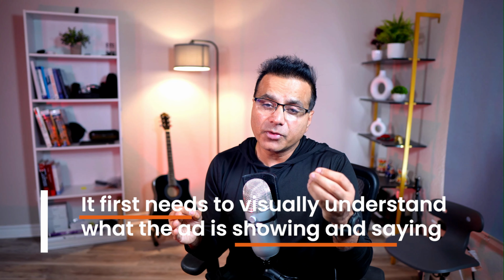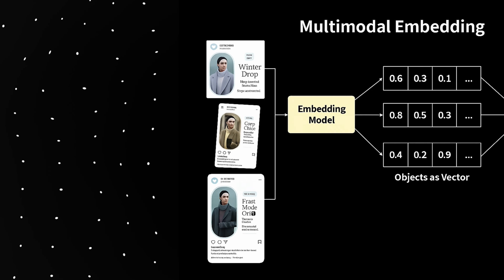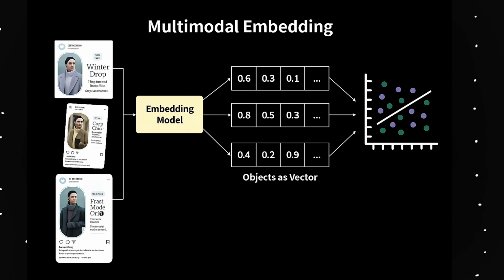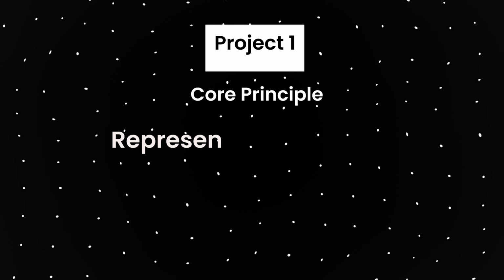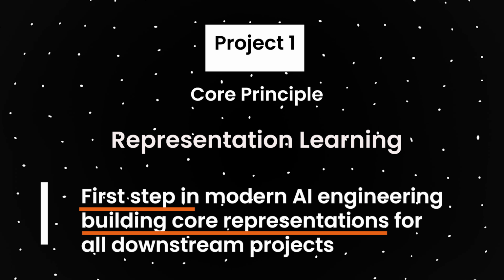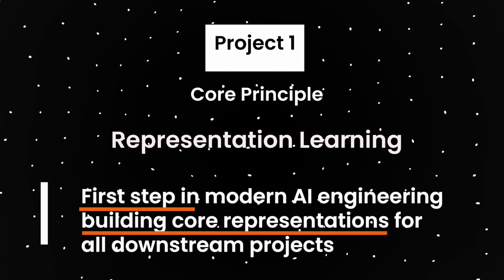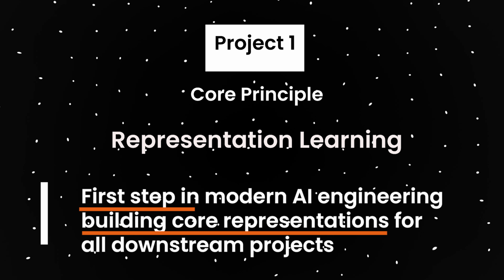Now, before AI can predict, it first needs to visually understand what the ad is actually showing and saying. And that's precisely multimodal embeddings. In other words, to build a vector representation of what's in the image. In deep learning, this concept is called representation learning. It's the first step in modern AI engineering. That is, to build representations that all downstream projects can depend on.